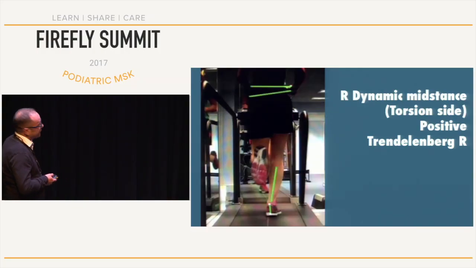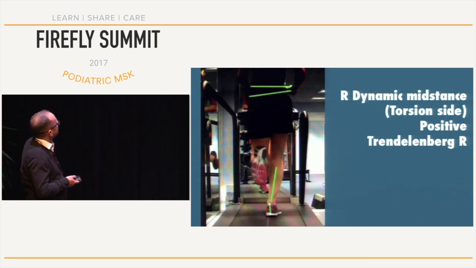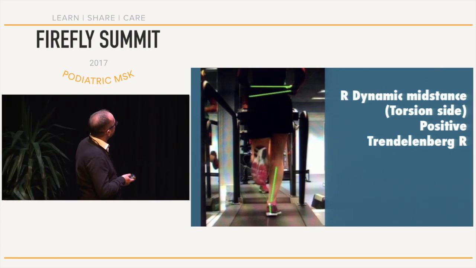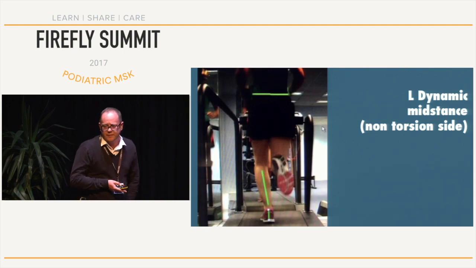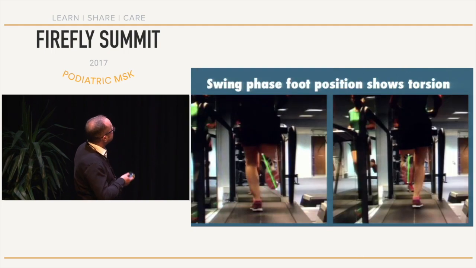So here it's a different patient, but in right dynamic mid-stance, you see the torsion side, there is a positive Trendelenburg. Left dynamic mid-stance, non-torsional side, there is no Trendelenburg. Swing phase, this is a handy sort of snapshot when you're using the gait analysis to look at the foot position in swing to give you an indication of the torsion.